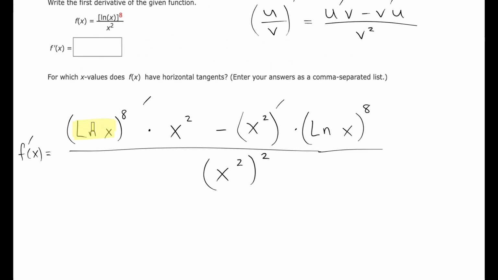x to the 8th, then we'd say the derivative would be 8x to the 7th. But the inner function here is not just x, but it's ln x. So first we leave that part alone, and then on the outside we multiply by the derivative of ln x, which here would be 1 over x.